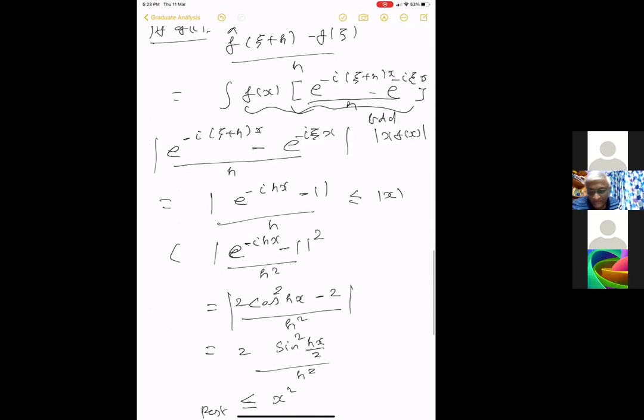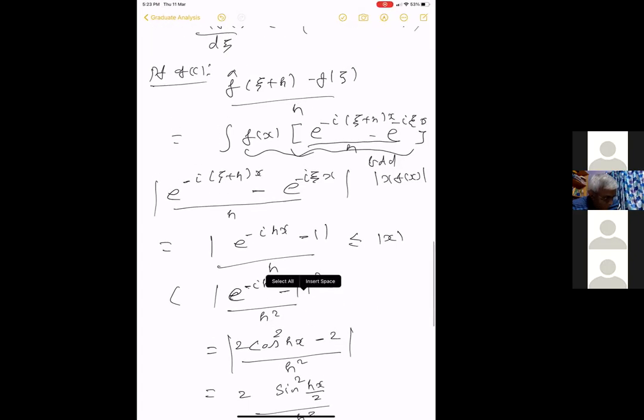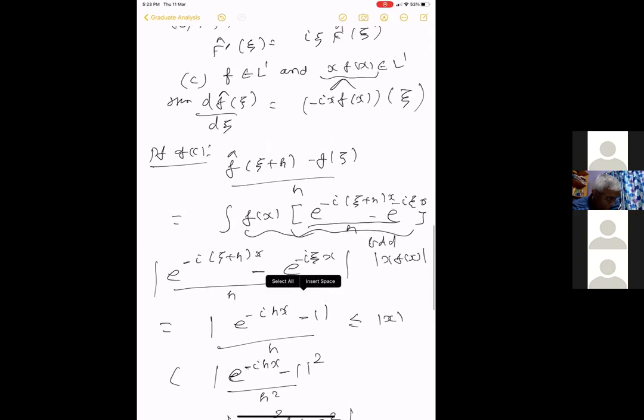Can you explain this part again? So you are bounding e to the power minus i xi plus h of x minus e to the power minus i xi x, by h by x square or x? It should be x square, correct.